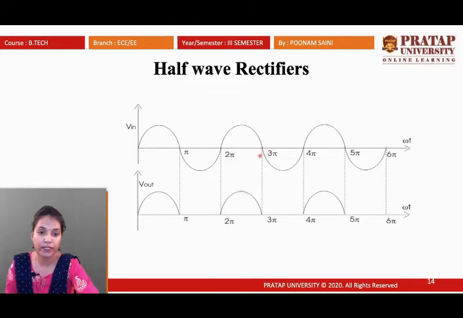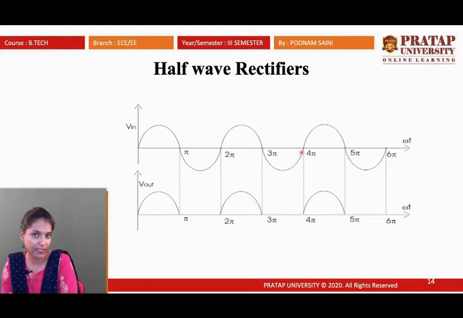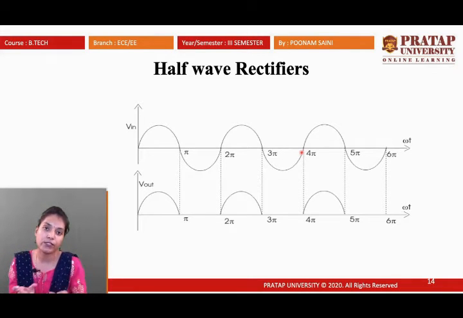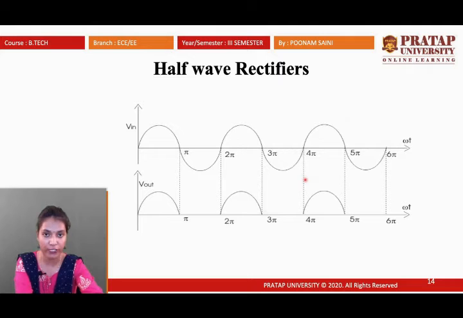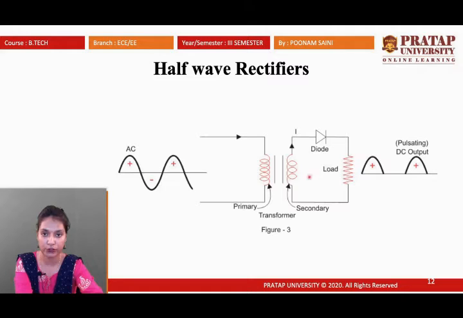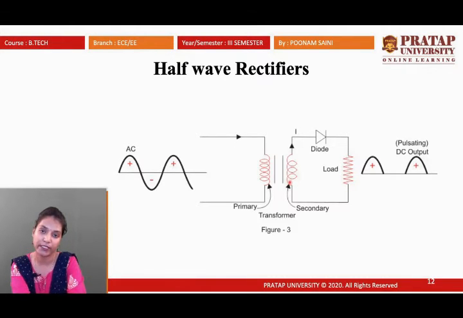Now from 3 pi to 4 pi, in the negative half cycle, the diode is in reverse bias, so there is no conduction and the diode is off. From 4 pi to 5 pi, the diode is in forward bias, so again it will convert. From 5 pi to 6 pi, it will not convert. So this is the waveform for the half wave rectifier, the final waveform V in and V output, and this is the circuit diagram. In the primary winding and secondary winding of the transformer, the low voltage applied on the primary winding is converted going to the secondary winding.